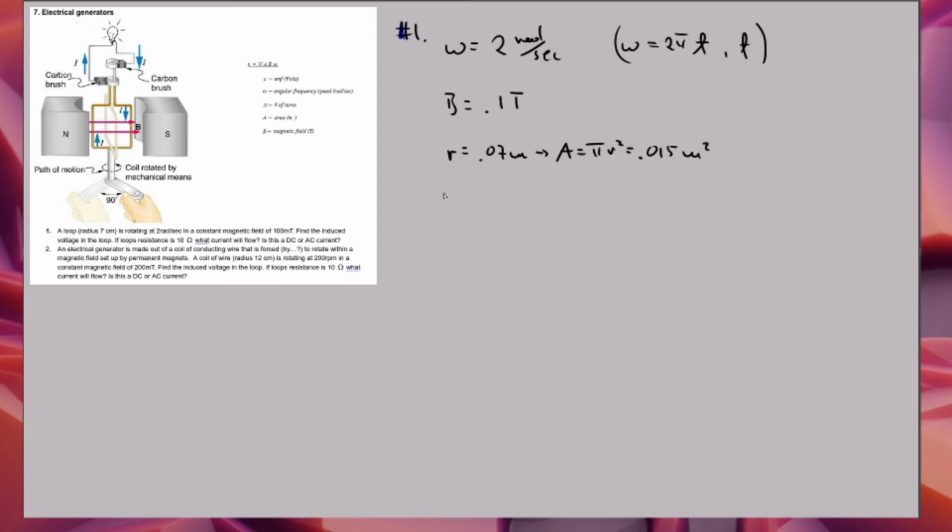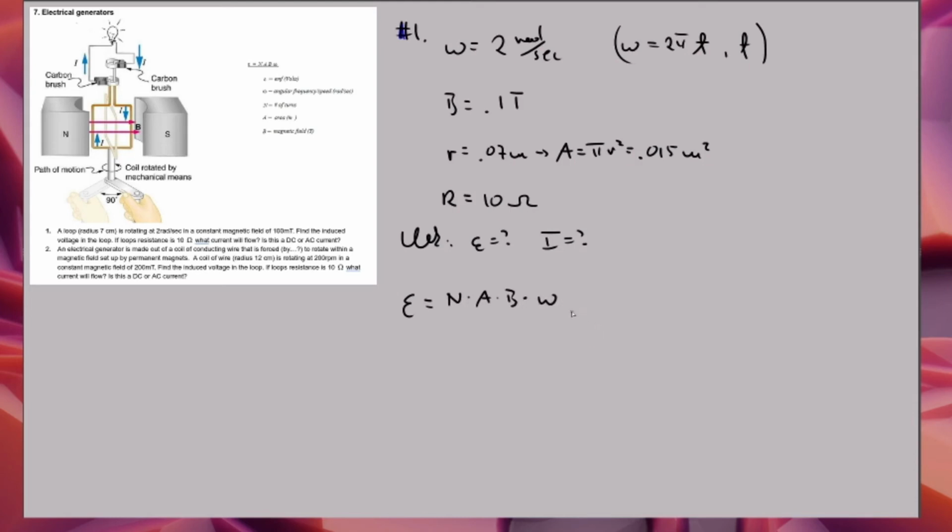And what else do I have? I have the resistance, big R of the loop, and that's 10 ohms. And what is the current? And what is the voltage? Okay, so the unknowns are what is the voltage in this loop, what is the current in this loop, and then the general question of whether it's AC or DC. All right, so for a generator, the EMF, electromotive force or voltage, is simply N times A times B times omega.